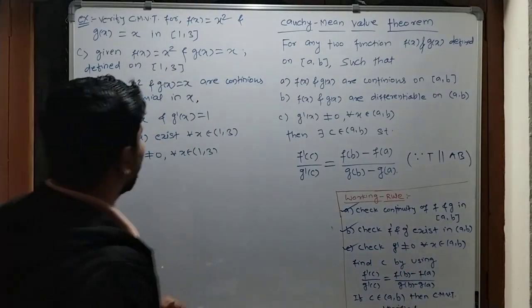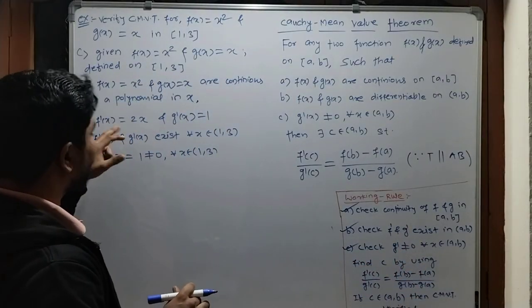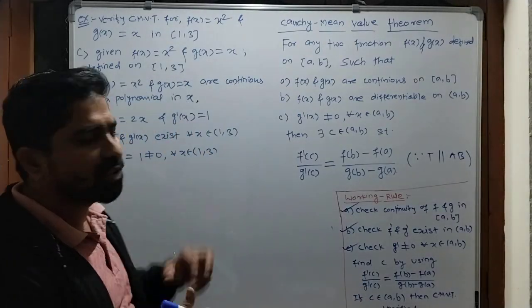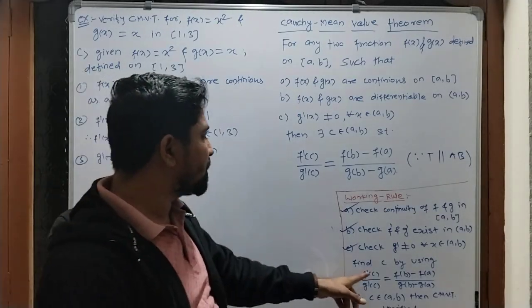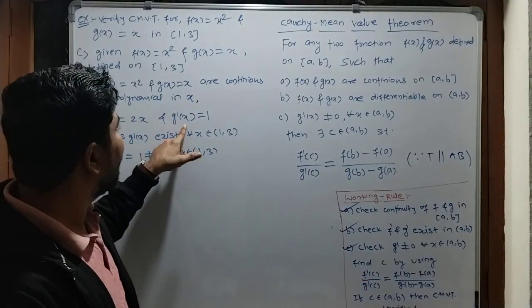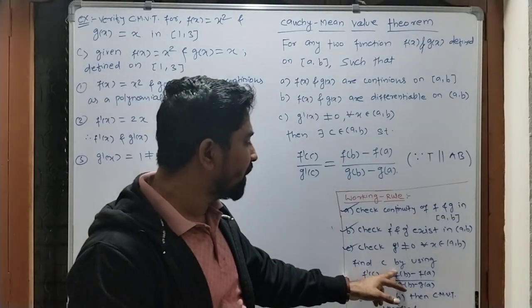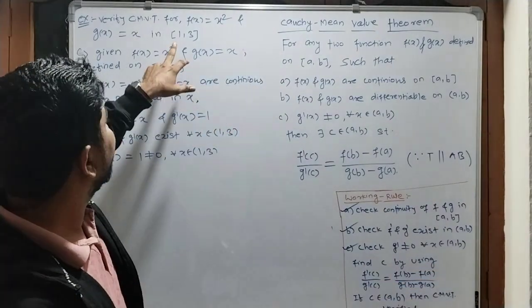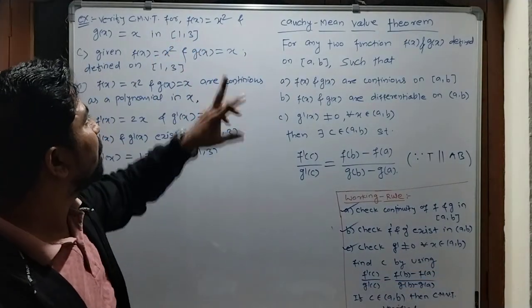For that purpose, I already have f'(x) and g'(x). I will just replace x by c, so here I have f'(c) and g'(c). Now I want to find f(b) minus f(a) and g(b) minus g(a). I have a equal to 1 and b equal to 3.